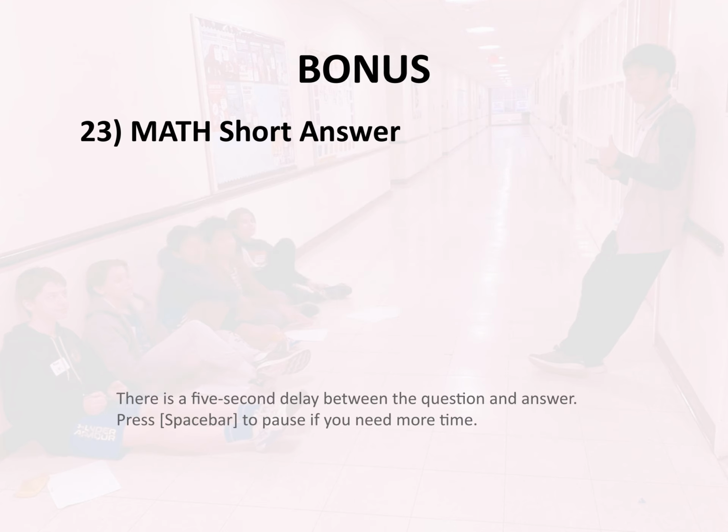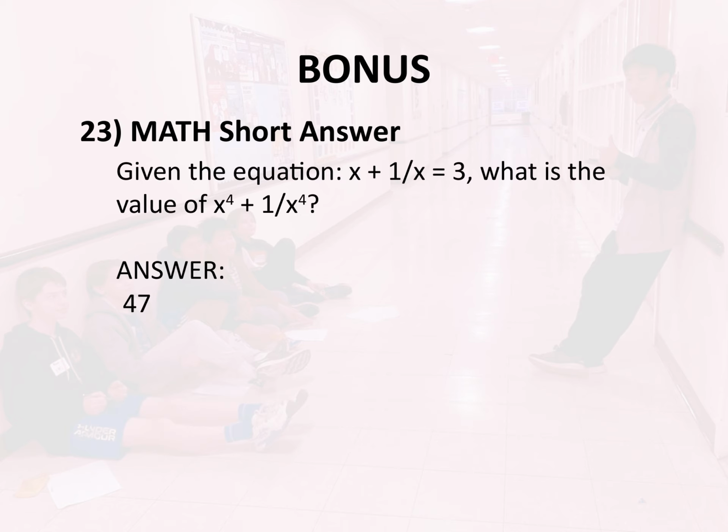Bonus: 23. Math. Short answer. Given the equation x plus 1 over x equals 3, what is the value of x to the fourth plus 1 over x to the fourth? Answer: 47.